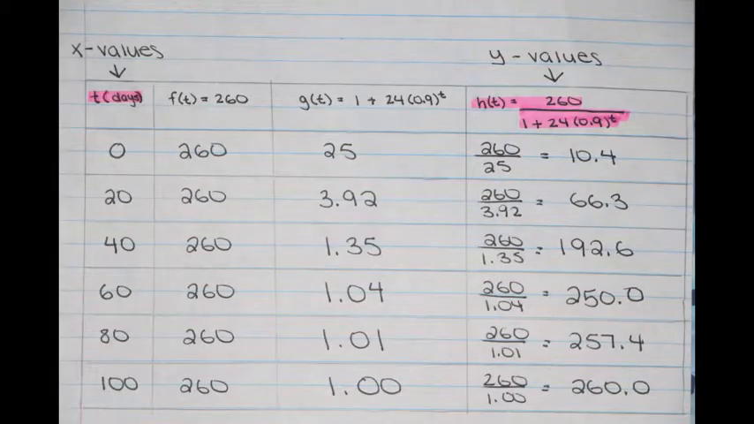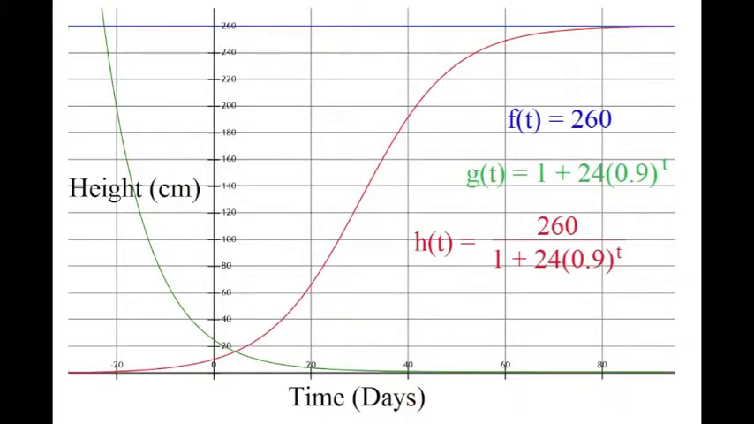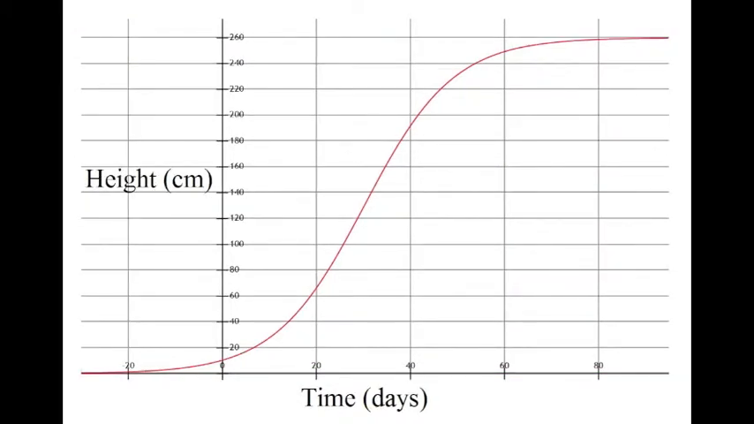The t values are the x values on the graph, and they each have a corresponding h of t or y value. This knowledge allows you to plot the points on the graph and draw the function. Although this question does not directly ask you to draw a graph, understanding the graph will allow you to better understand the question. Now we can proceed to answer the question.